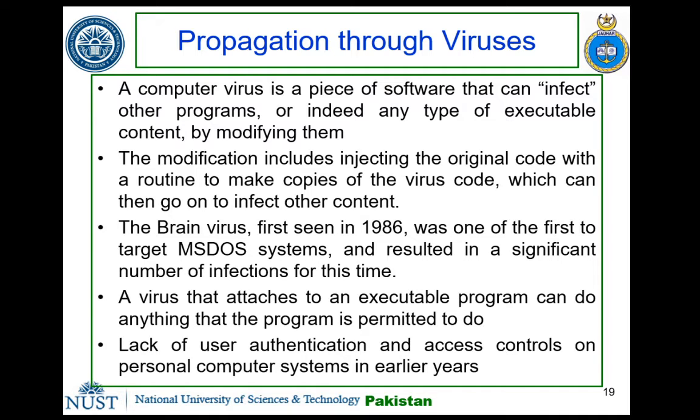The Brain virus, first seen in 1986, was one of the first to target MS-DOS systems and resulted in a significant number of infections for this time. A virus that attaches to an executable program can do anything that the program is permitted to do. It executes secretly when the host program is run. Once the virus code is executing, it can perform any function, such as erasing files and programs, that is allowed by the privileges of the current user.